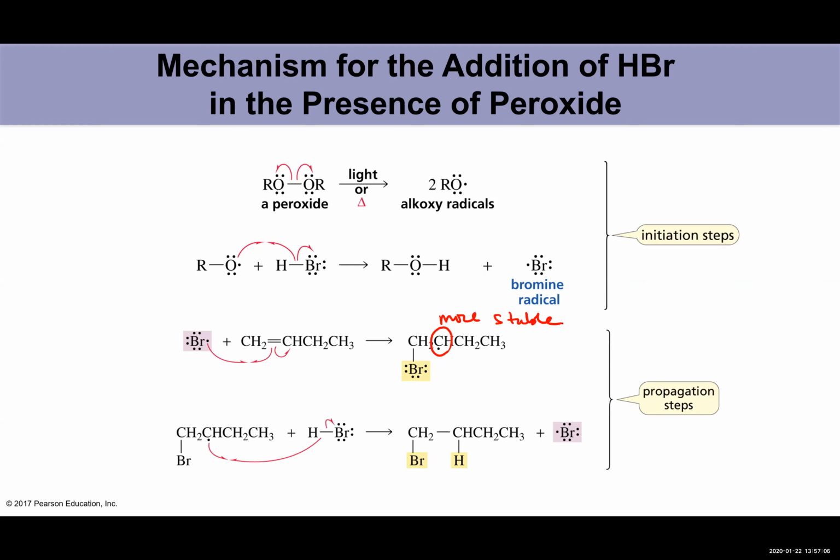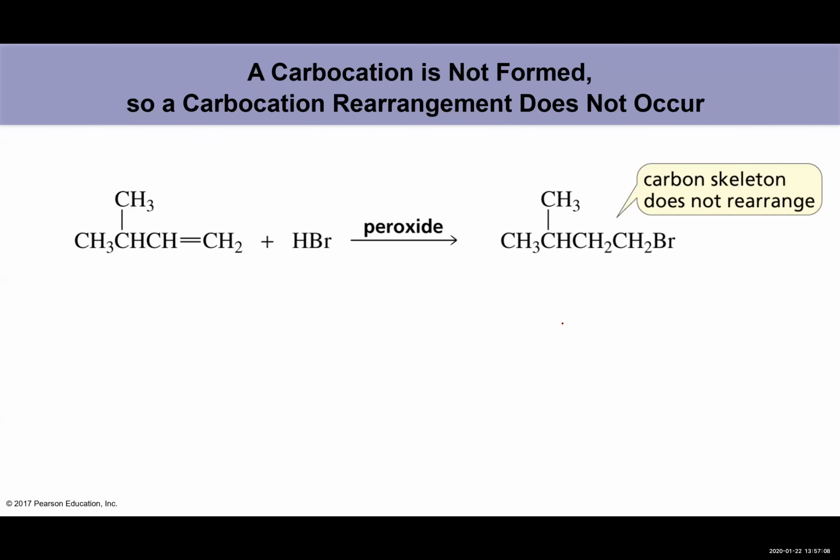So in the process, all right, if you were to run this without the peroxide, you get a hydride shift because you form a carbocation here, and then you get a hydride shift.